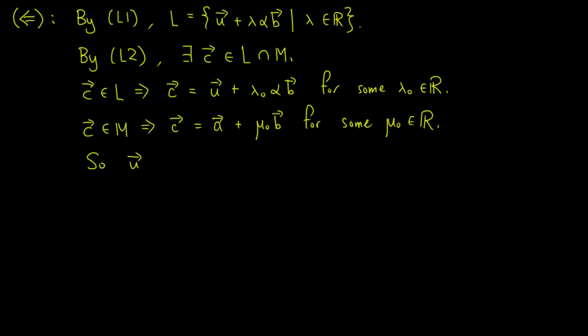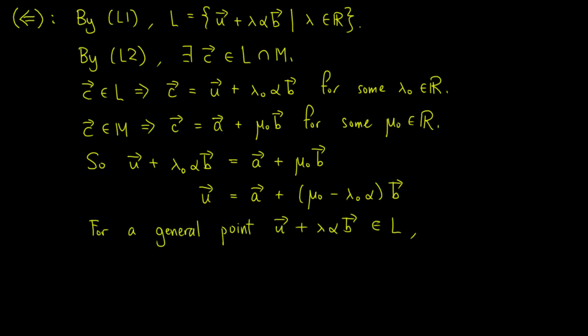Equating the two expressions for C, we find that u plus lambda naught alpha b equals a plus mu naught b. In other words, u equals a plus (mu naught minus lambda naught alpha) times b. Since we want to show that L equals M, and both of which are expressed as sets, we can use double inclusion to prove that they are equal. So first let's prove that L is a subset of M.